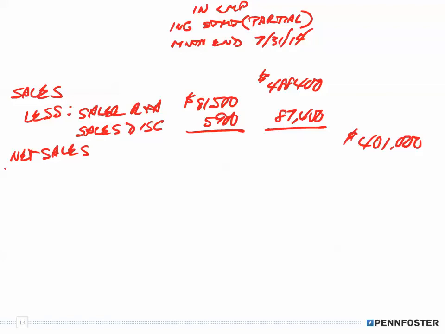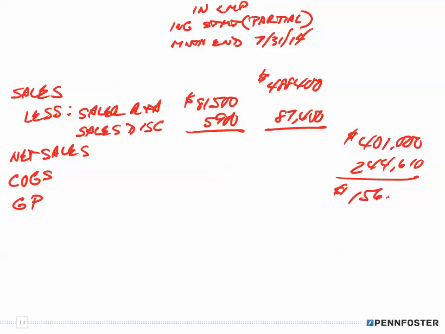Okay, so once we have our net sales, we have to take out our cost of goods sold, which we had calculated to be 244,610, and then that gives us our gross profit of 156,390. Okay, and of course, make sure you put in the dollar signs and the underlines and the double underlines where necessary.